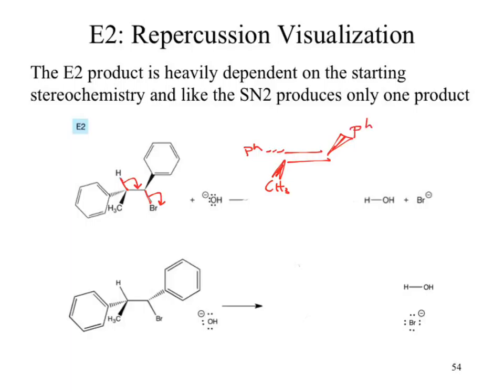And yes, this may look weird, and technically is, but if we now take that resulting structure and flatten it out, what kind of product do we get? We'd get the trans. Our two largest groups, our phenyls, would be on opposite sides.